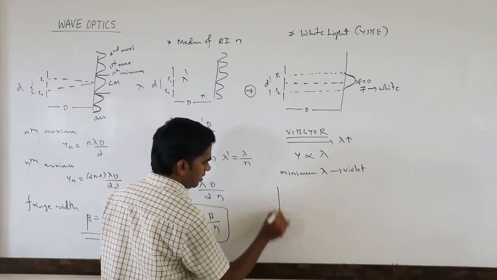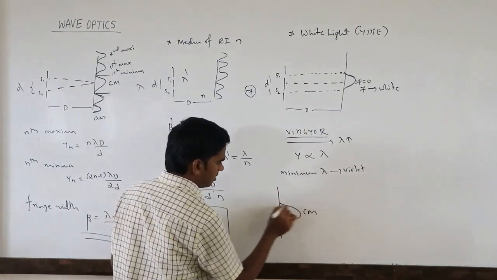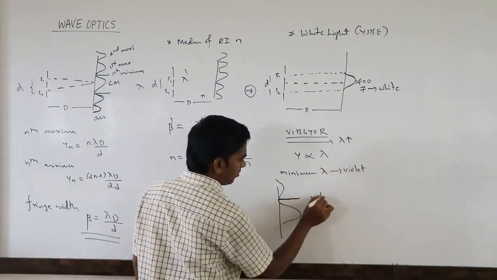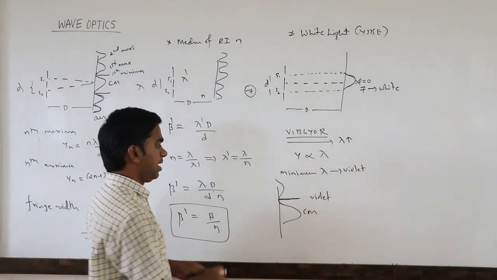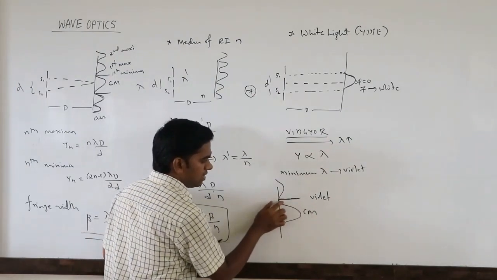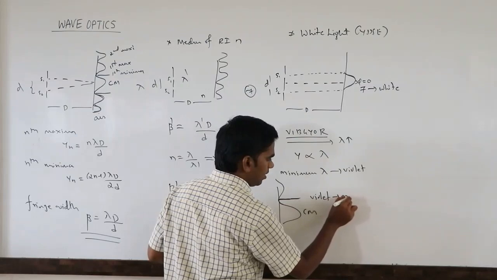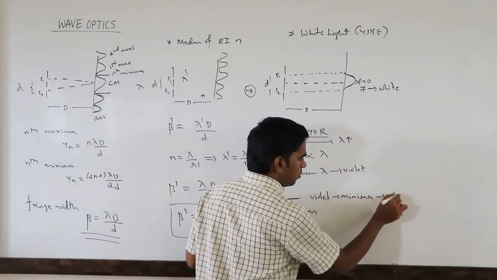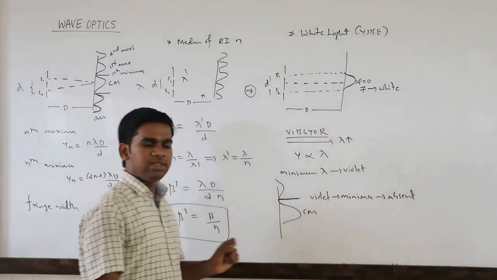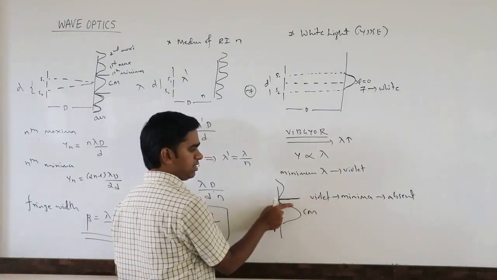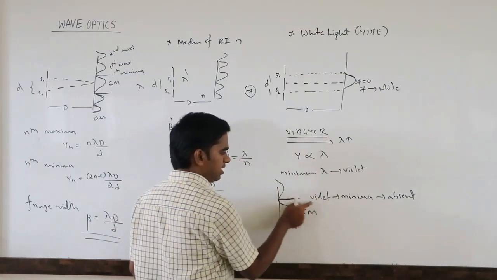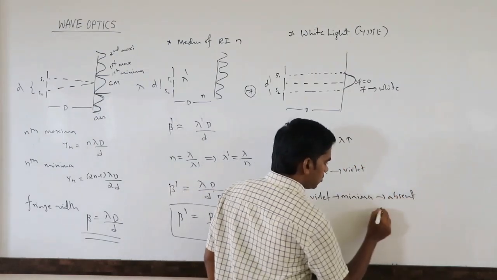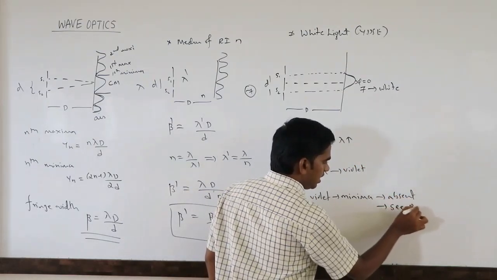If I draw it here, this is the central maxima. After this, first what will come? Violet color will come. But this first violet color is a minima. That means your violet color is going to be absent. You cannot see the violet color, but violet color minima is there. So if you cannot see the violet color, means minimum wavelength, what you will see? You will see the red color, means maximum wavelength. So you can see red color.